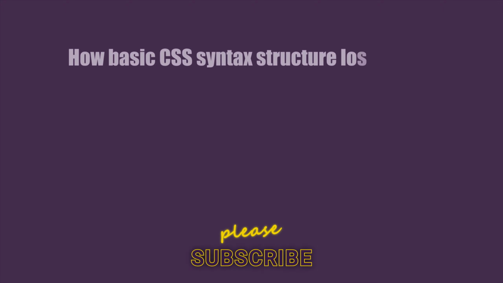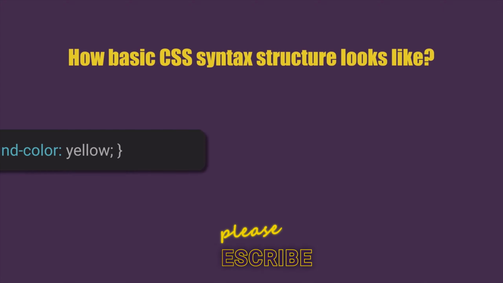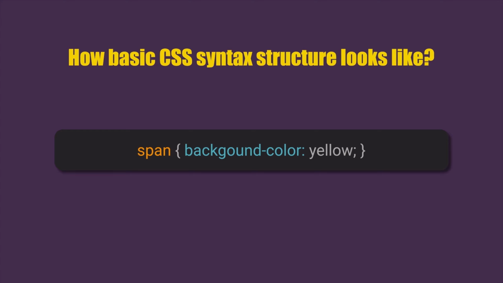How basic CSS syntax structure looks like. So this line of code represents basic CSS syntax structure. As you can see, it contains a few parts. The first part is known as selector. Then content surrounded with the curly braces is known as declaration block.